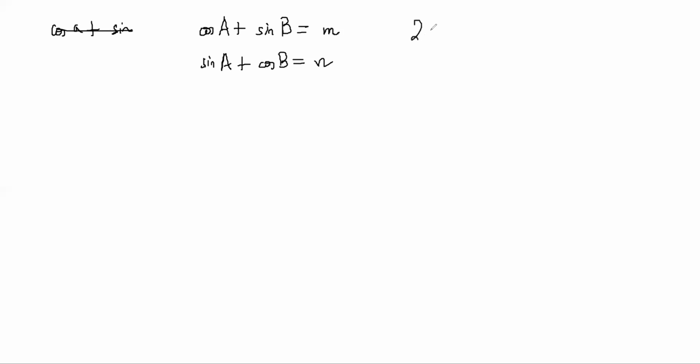Next one is: if cos A plus sine B equals small m, and sine A plus cos B equals n, then prove that 2 sine of A plus B is equal to m square plus n square minus 2.